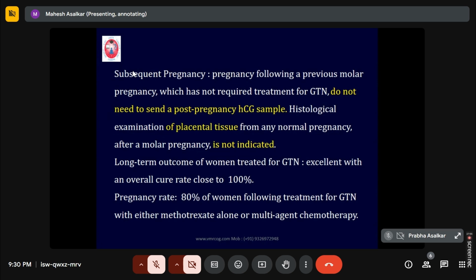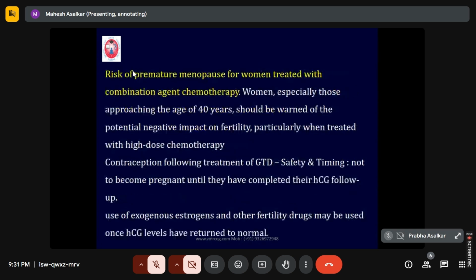Long-term outcome of women treated for GTN is excellent, with an overall cure rate of close to 100% and a pregnancy rate of 80% for women following treatment for GTN with either methotrexate alone or multi-agent chemotherapy. So long-term outcome is good, cure rate is almost 100% and pregnancy rate is around 80% after the treatment of GTN, either single agent or multi-agent chemotherapy. So this was the summary of this particular guideline.